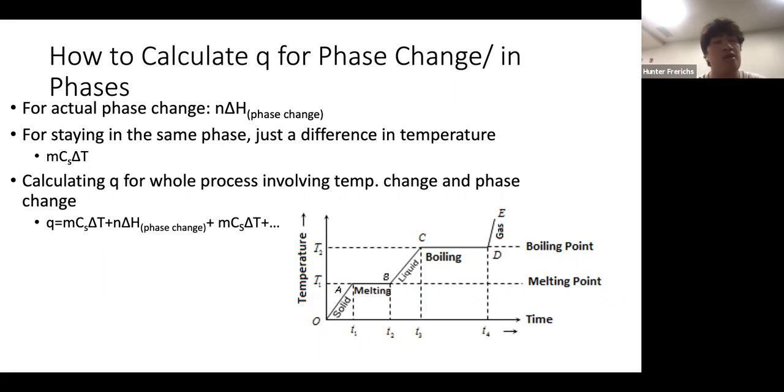For staying in the same phase, where you're just raising your temperature, you use your classic mass times specific heat times your delta T. And for calculating your Q for the whole process involving temperature change and phase change, you just add each individual component up. So you have one value for the solid, plus your value for n delta H, and everything else. So there's that for you. Let's continue on.